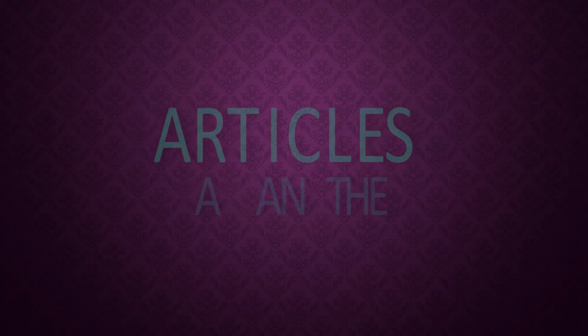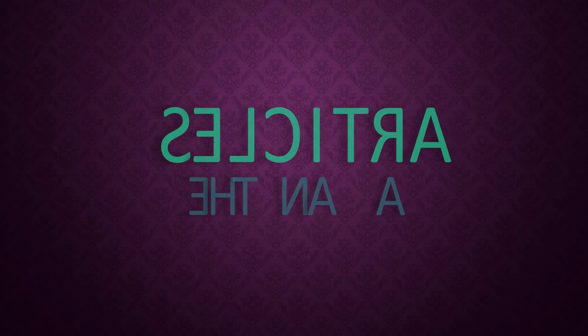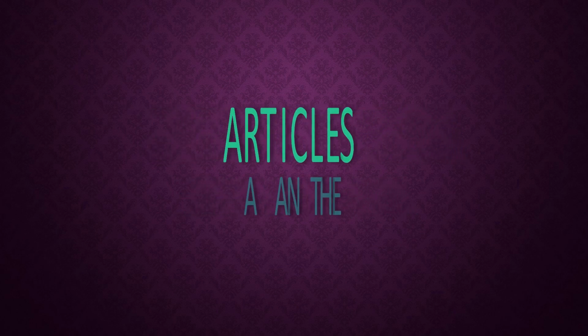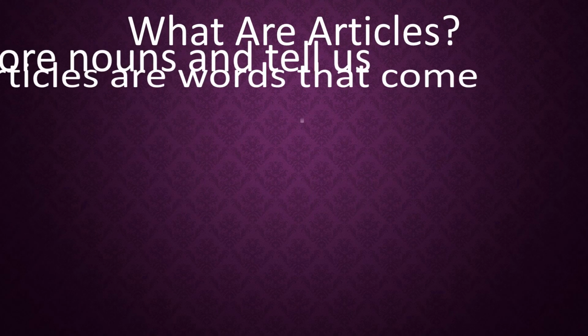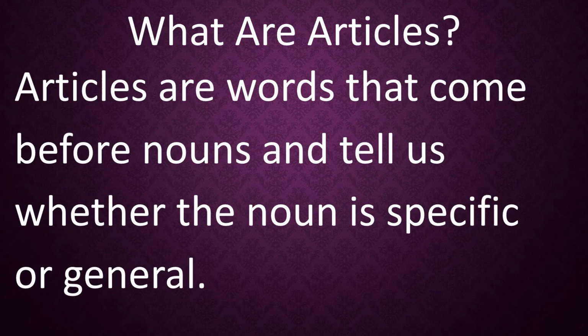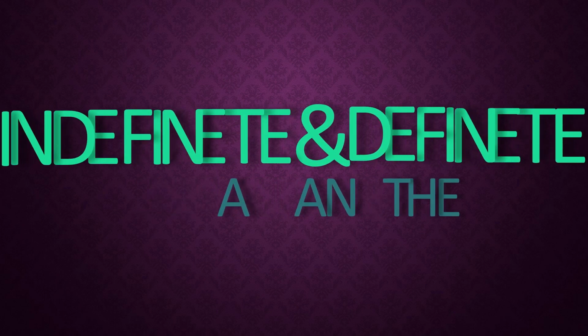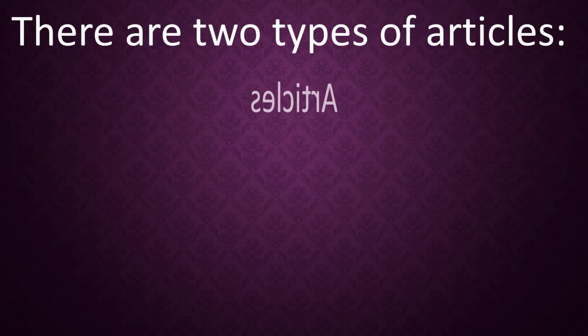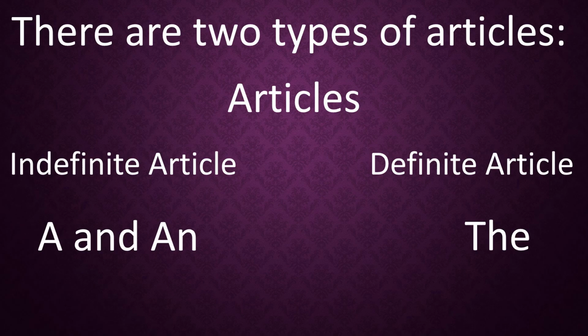Do you get confused between a and the? Don't worry, in just a few minutes you will master the basic rules of articles in English. Simple, quick and clear. Articles are words that come before a noun and tell us whether the noun is specific or general. There are two types of articles, indefinite and definite. Indefinite articles are a and an, whereas the definite article is the.